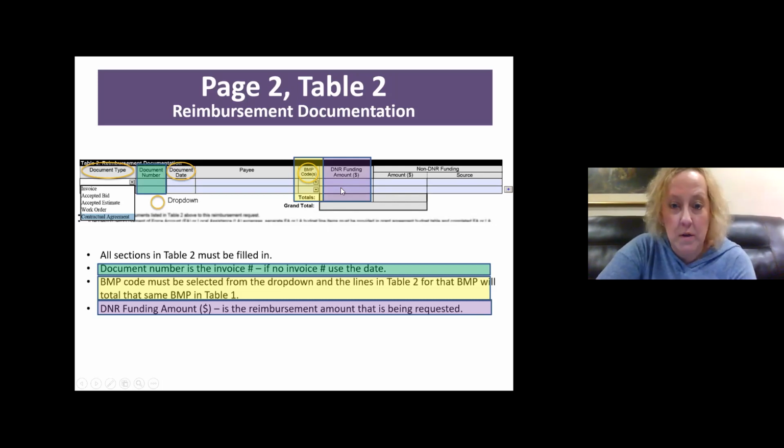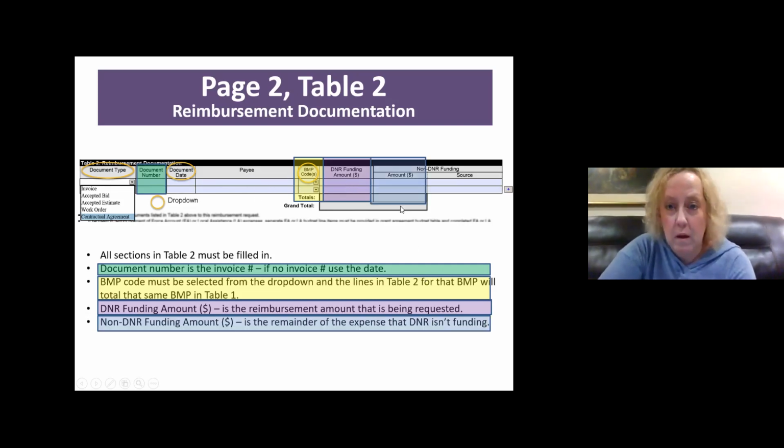The DNR funding amount, again, is the reimbursement amount that is being requested. So if you have an invoice that's for the manure storage, again, and there was only one contractor doing it, and we're seeking $32,000 in DNR funding for that practice, you would expect to see the $32,000 listed here. The non-DNR funding amount is going to be the remainder of the expense. So for that example, you're going to put the balance of what DNR is not funding in this column.